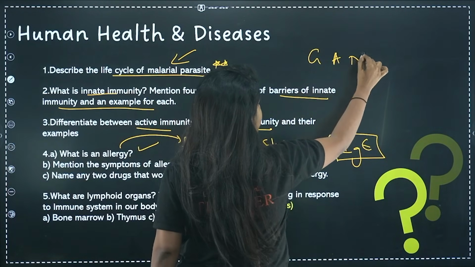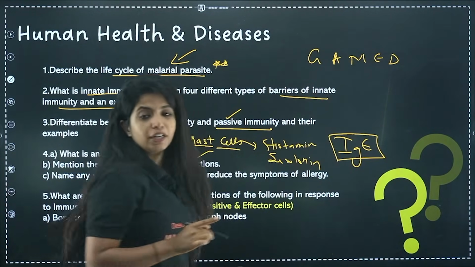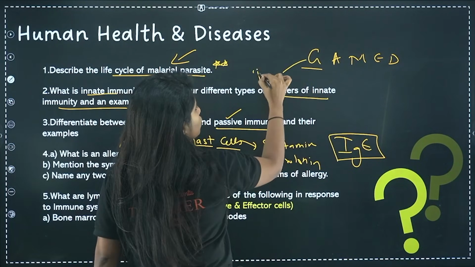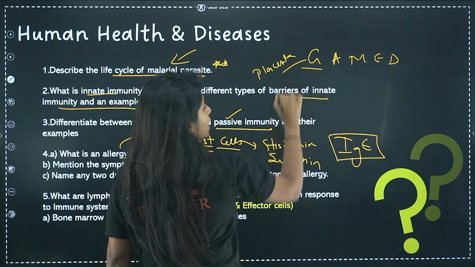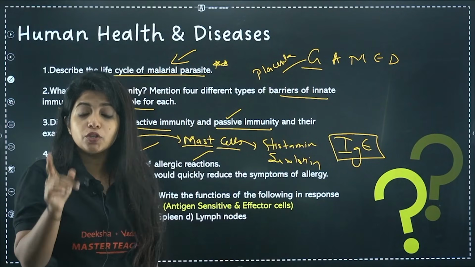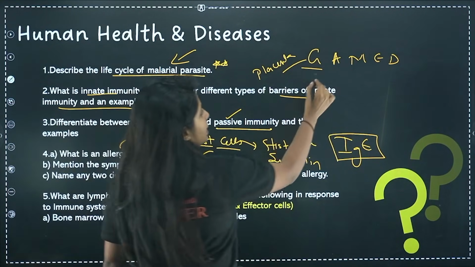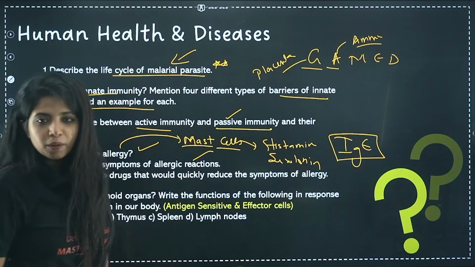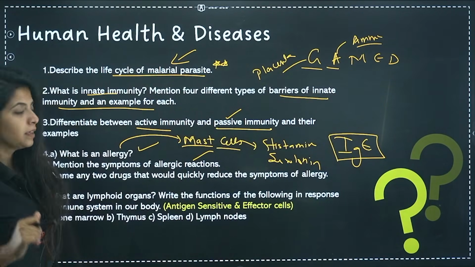How many antibodies do you have? GAMED. The first antibody to travel from mother to child is G. It travels through the placenta. The second antibody that travels from the mother's milk to the child is what? It is A. So you can remember A for Amma. Okay, so please remember all the small things out there.